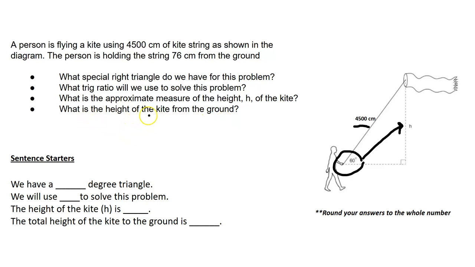They say, what is the height of the kite from the ground? So what they want to know is, you've already figured out this length right here, but now they want you to keep going and figure out this whole entire length, like the height of the kite to the ground. And they do tell you in the word problem that this short part is 76 centimeters. So that should help you because you're going to do h plus 76 centimeters to get the total height.